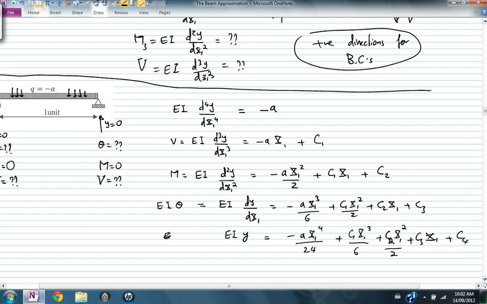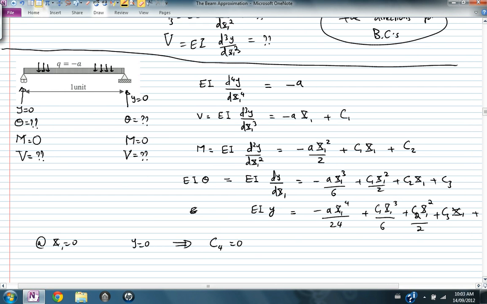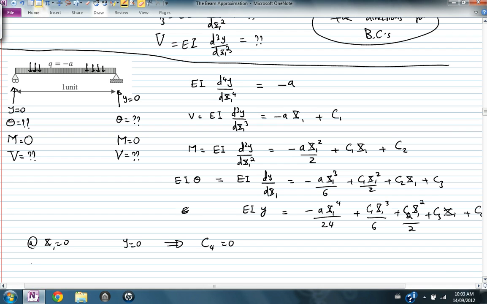How can I find those four constants? By solving four equations in four unknowns, because I have at x equals 0, y equals 0. You'll find that C4 equals 0. At x1 equals 0, the moment is equal to 0, from which you'll find C2 equals 0.